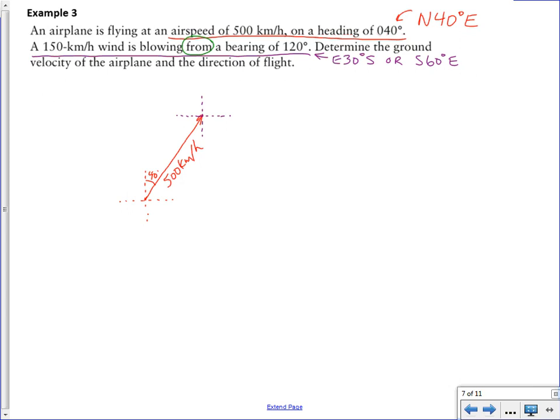But that's where it's coming from, not where it's heading to. I need the exact opposite of this to draw. When I draw my vector, it's the exact opposite of this bearing. So what's the exact opposite of that?